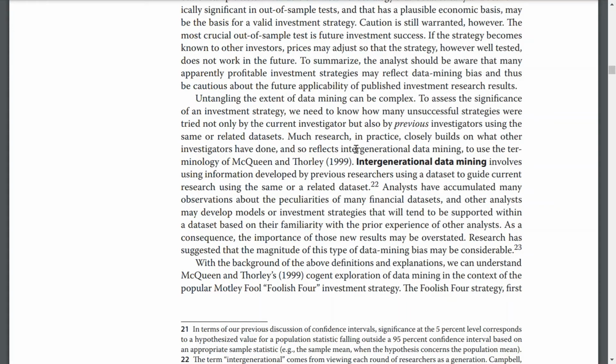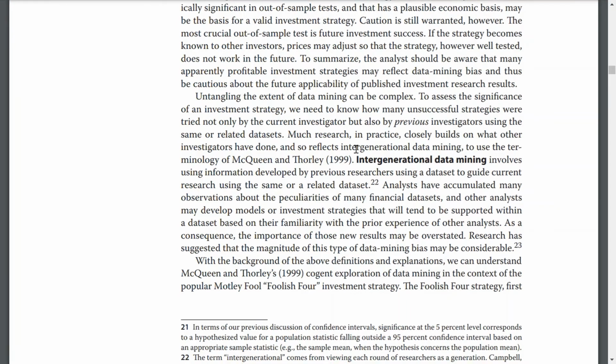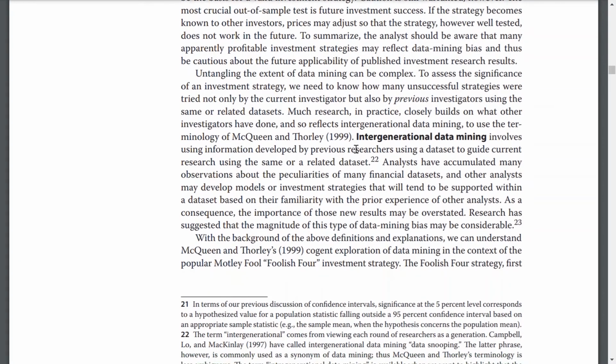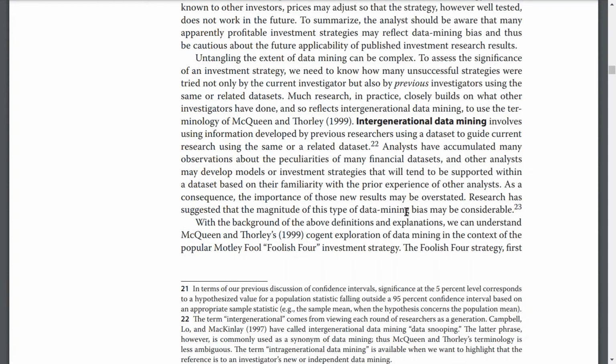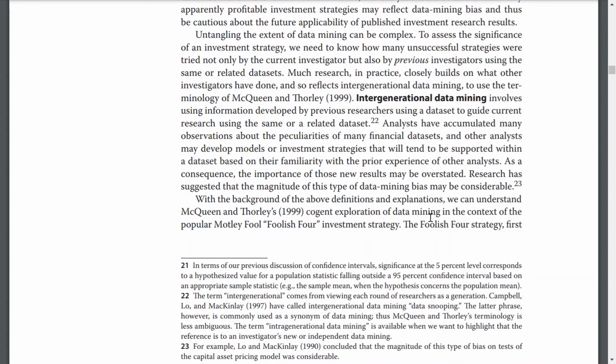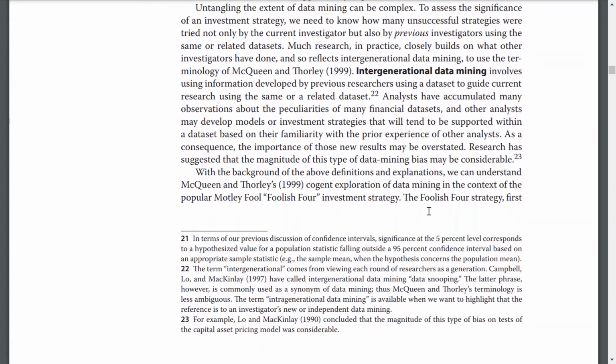Analysts have accumulated many observations about the particularities of financial data sets, and other analysts may develop models or investment strategies that will tend to be supported. The importance of these new results may be overstated. Researchers have suggested that the magnitude of the data mining bias may be compatible with this background of the above definitions and examples.